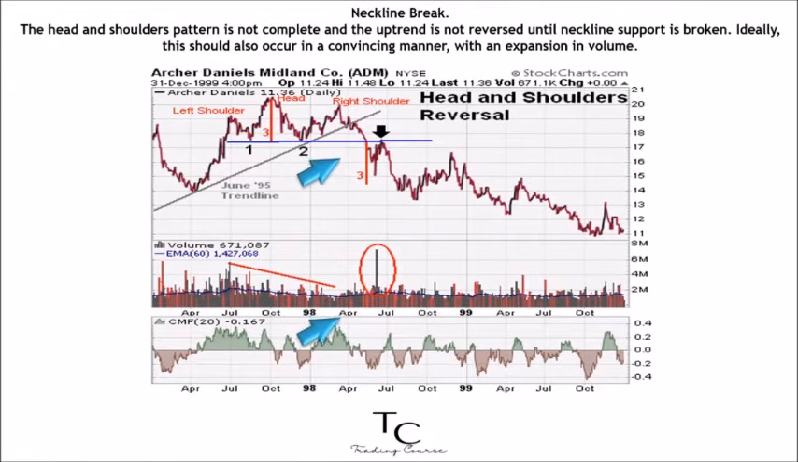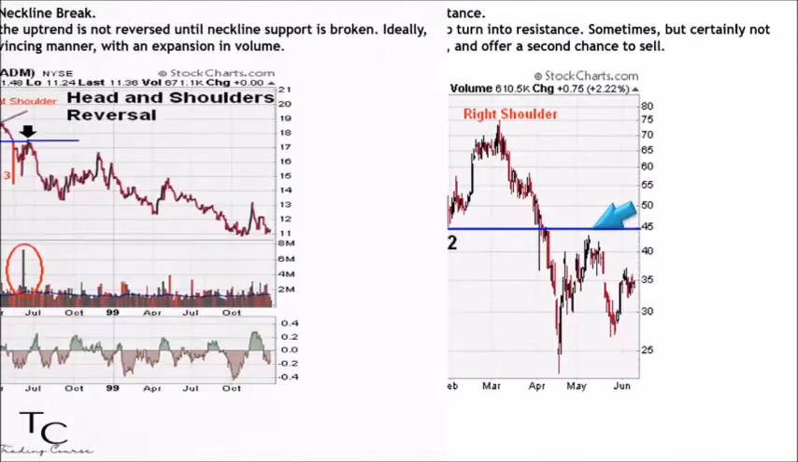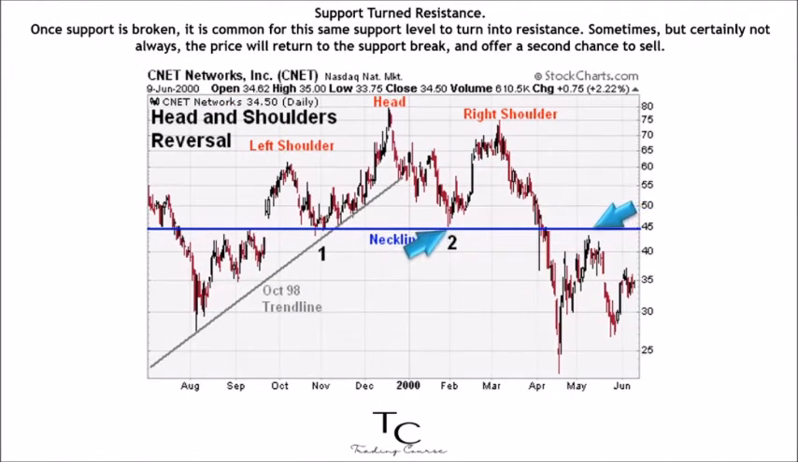Neckline break. The head and shoulders pattern is not complete and the uptrend is not reversed until neckline support is broken. Ideally, this should also occur in a convincing manner, with an expansion in volume. Support turned resistance. Once support is broken, it is common for this same support level to turn into resistance. Sometimes, but certainly not always, the price will return to the support break and offer a second chance to sell.